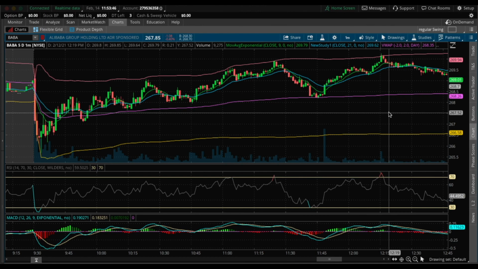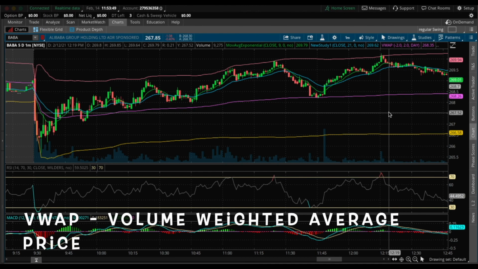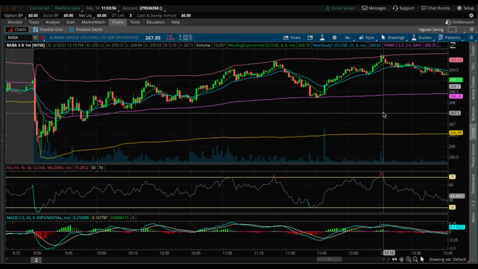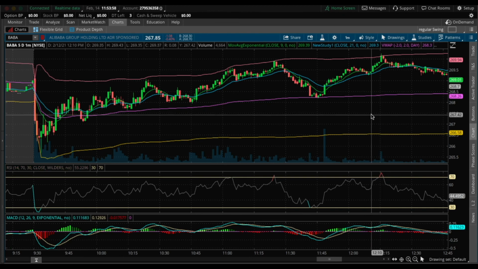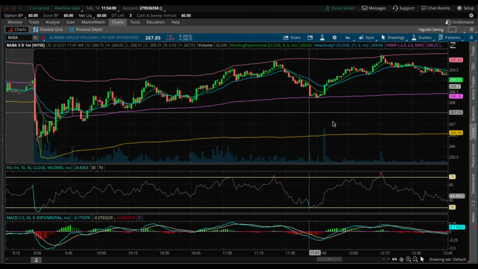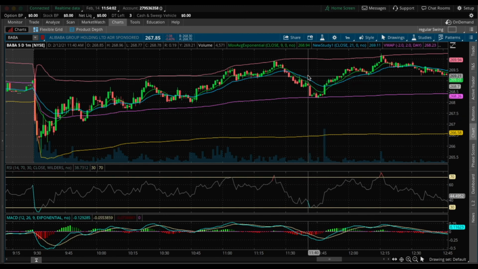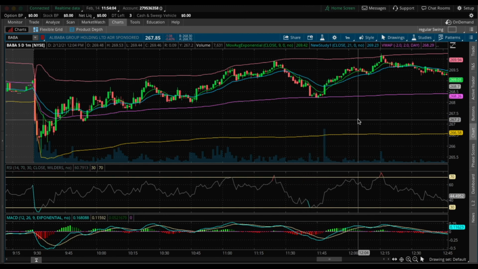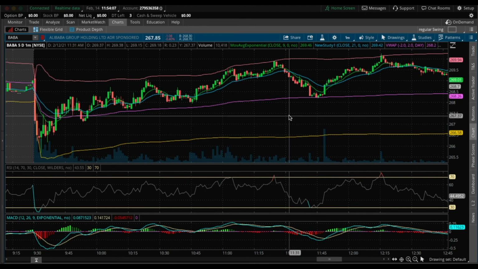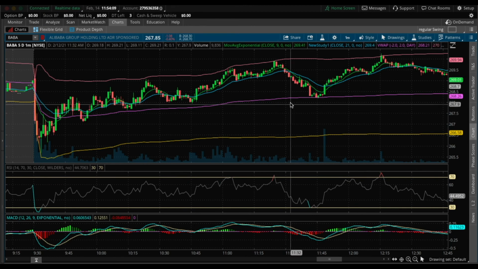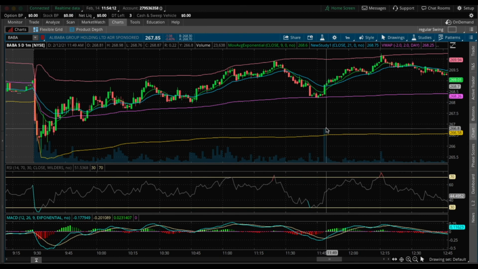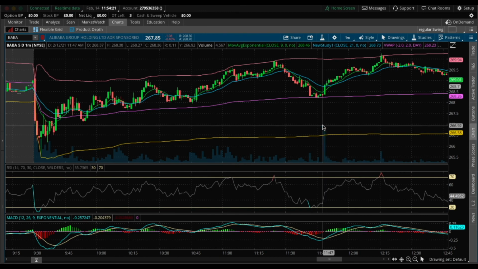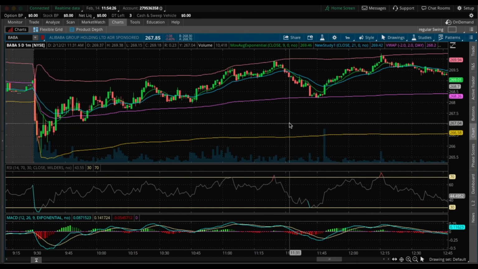So the VWAP stands for volume weighted average price, and it shows you the average price of that stock in the day, taking into consideration the volume as well. So this indicator is different than moving averages because moving averages only show you the average of the stock. But what's special about the VWAP is that it also takes into consideration volume, and that makes this indicator very attractive to retail traders.